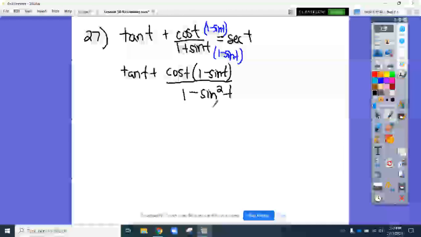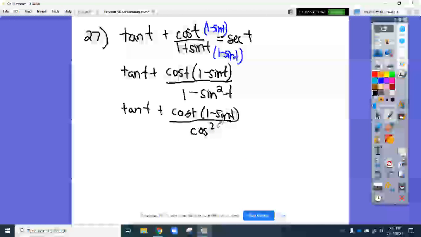Now, I have to think here about what do I want to change. So you kind of have a choice what you change that to. I'm going to change 1 minus sine squared into a cosine squared. So tangent is still just hanging out. Probably going to end up changing it at some point. Sorry, my computer got angry for a moment there. But I can change the bottom with my Pythagorean identity just to a cosine squared of t. I wrote x, but I meant t.